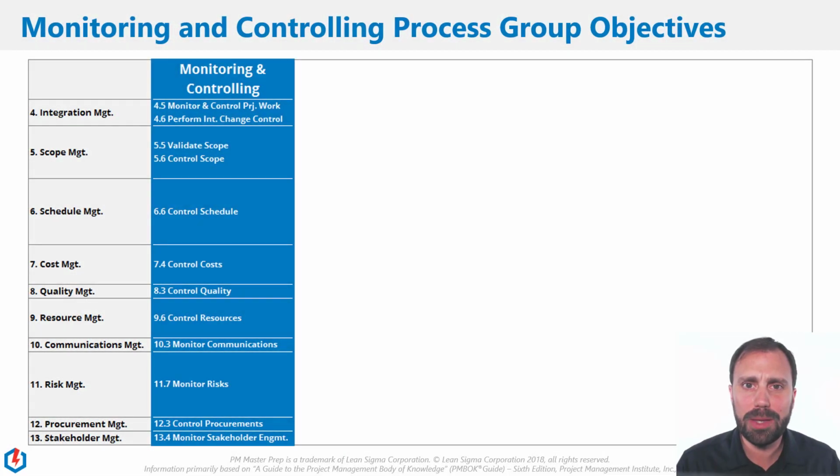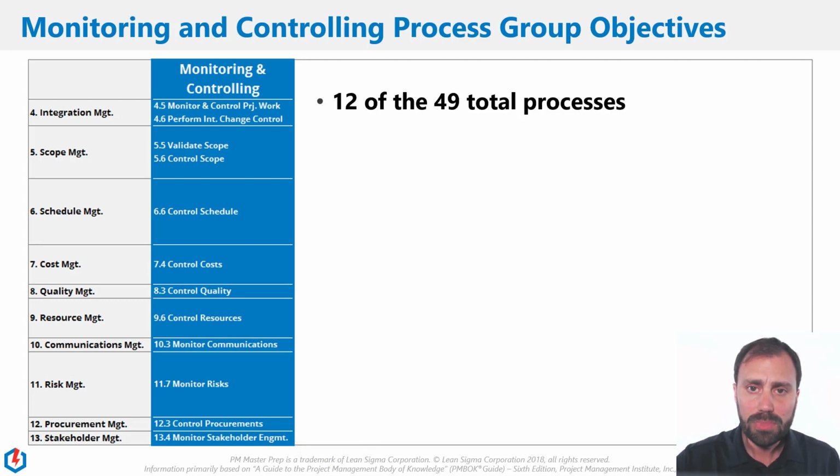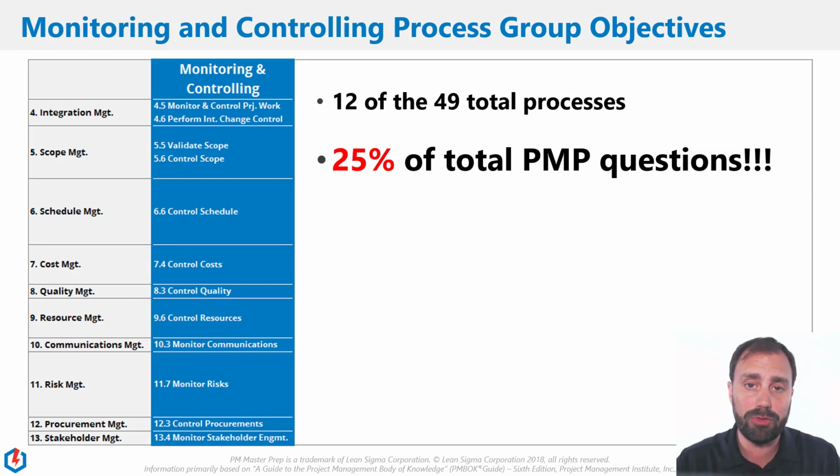Hey guys, before we get too deep, let's cover the basics. Now, we're in the monitoring and controlling process group. These are all the processes here. Now, obviously, there are processes for every single knowledge area, so all 10 are covered, right? And it's a good spread. It's all the way across. Now, more specifically, there are 12 processes in the monitoring and controlling process group of the 49, right? So, that's about 1/4, and 25% of the PMP questions come from this process group. So this is a very, very rich area to study.